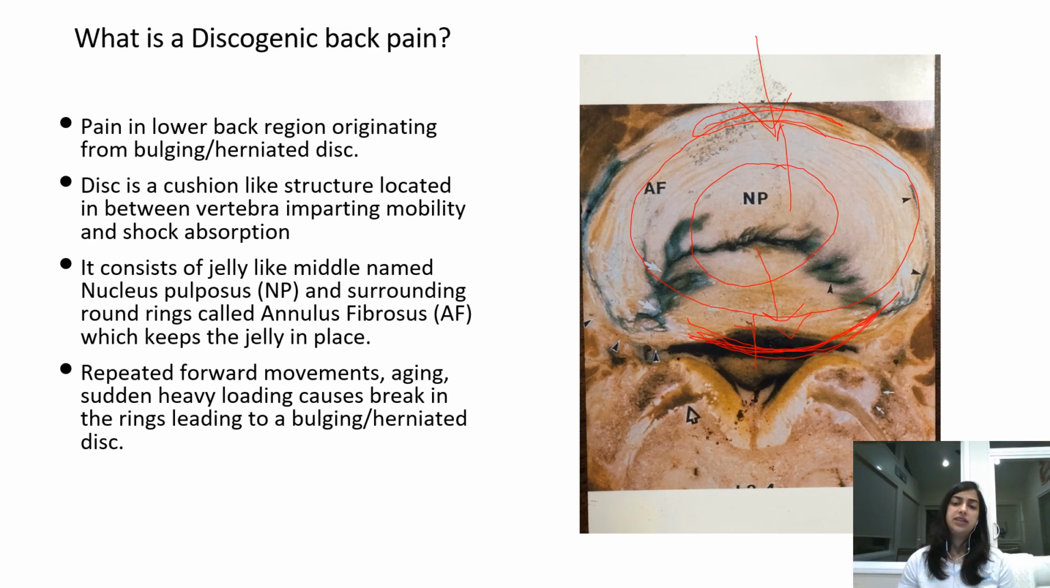The other reasons are sudden strain or heavy loading, which causes the rings to give out because basically they weren't ready to absorb that much shock. Also, regular age-related degenerative changes can change the composition of the annular rings as well as the jelly, making it more susceptible to bulging.